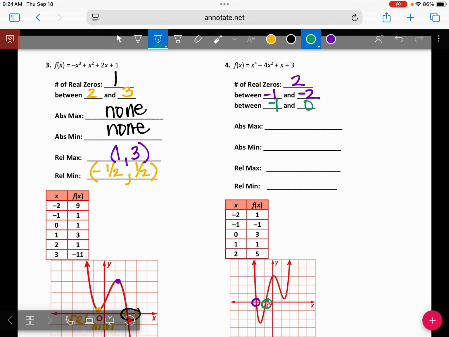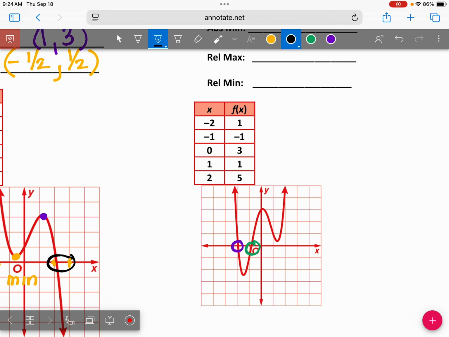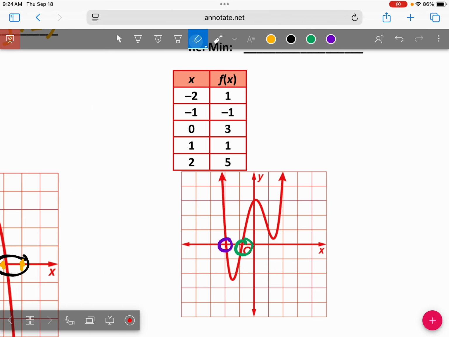So we don't have a highest point because the arrows keep going up. So I'm going to say none. We have these 2 dips. One of them is lower. So both of these will be relative minimums, but the lower one is also an absolute min.